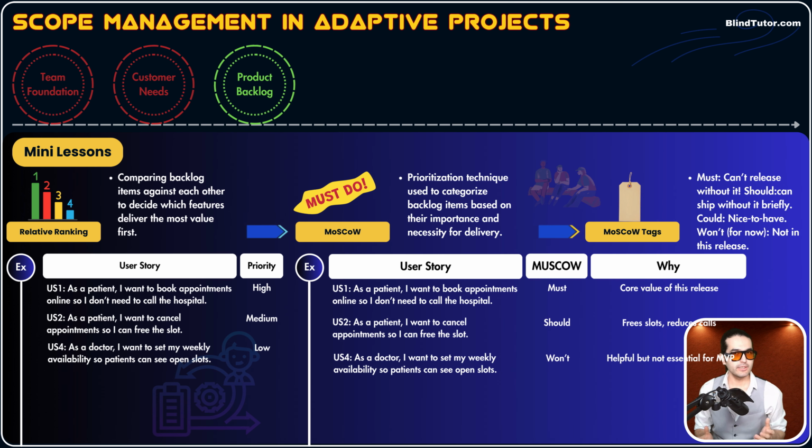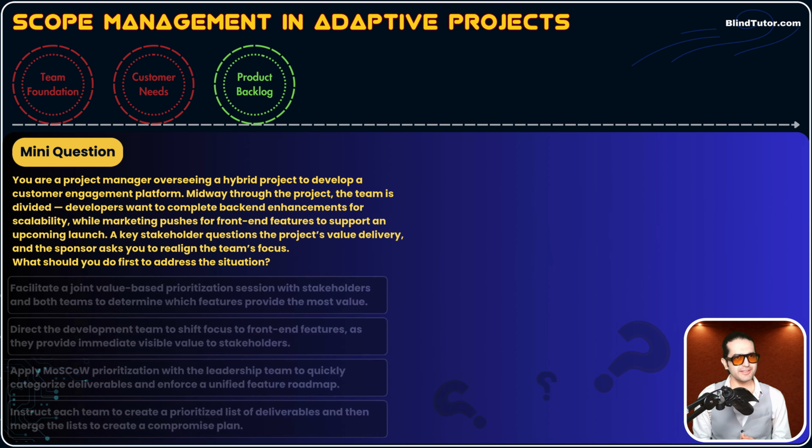Now, will you get a question from prioritization methods like relative ranking and MoSCoW, and we're going to learn more? Will you get a question? You may. Do you want to see what type of question? Yes or no? You got 2 seconds. Thanks for saying yes. So let's get the next mini question done, guys, together. All right, let's get this mini question done.